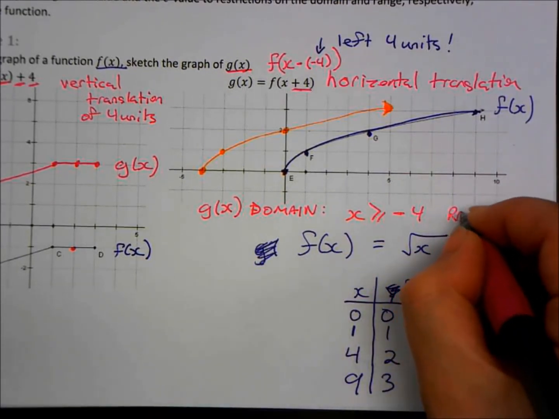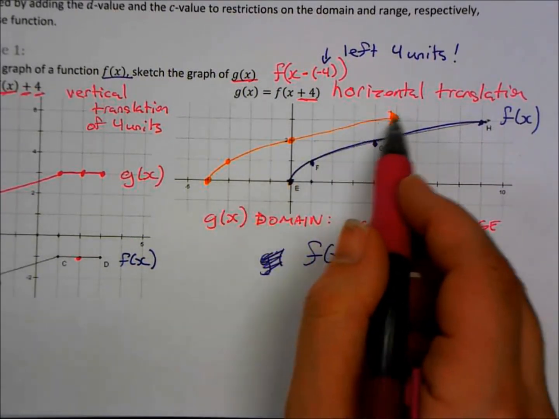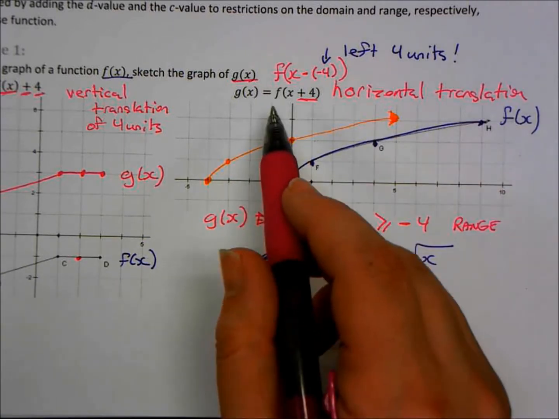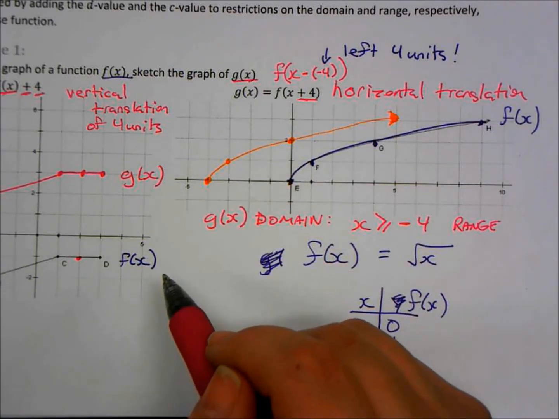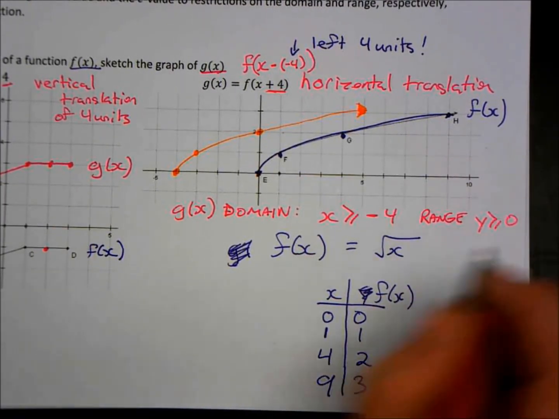For range, that's our y values. It keeps going up and up and up. It doesn't go very quickly, but it will keep increasing. But it does have a lower limit. Our range is y. It has to be greater than or equal to 0.